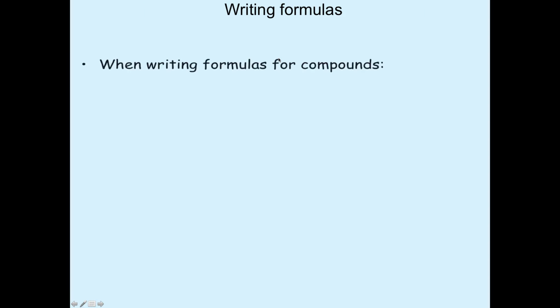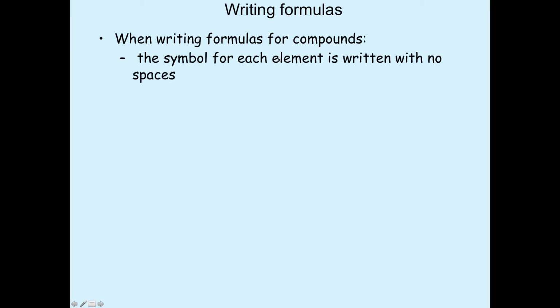Writing chemical formulas. Again, I know this is all review. Basically, when you're writing a formula for a compound, and what exactly is the difference between an element and a compound? Think about that. And if you can't answer that, go back and figure it out. When writing formulas for compounds, the symbol for each element is written with no spaces. The fact that there's no spaces here indicates that, in fact, these two elements are bonded together. This is sodium Na and chlorine Cl.